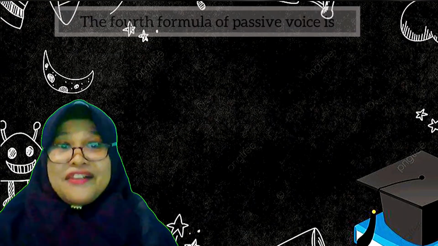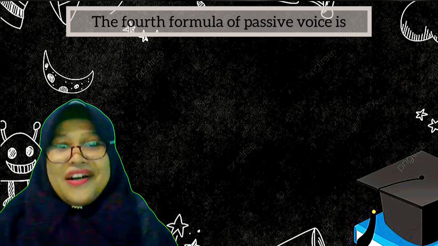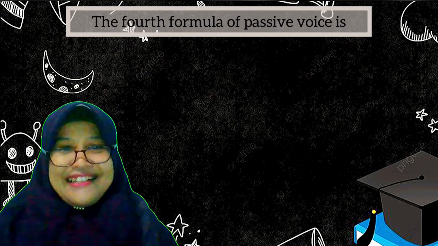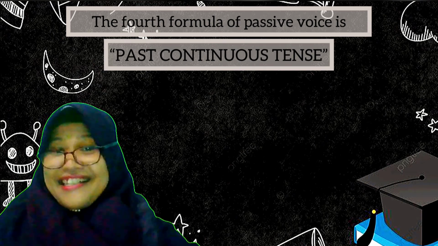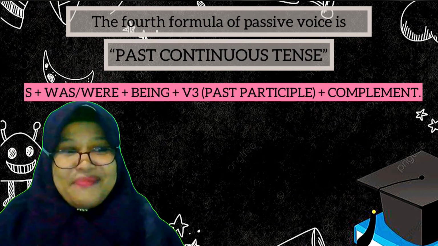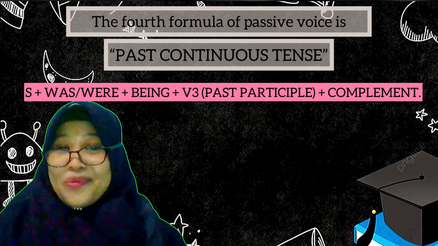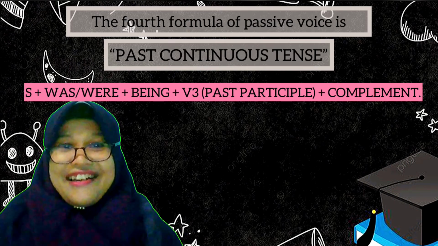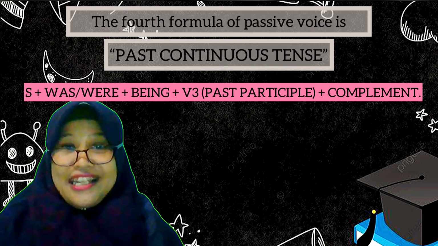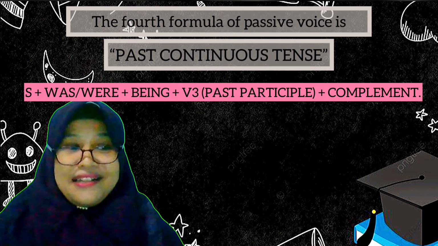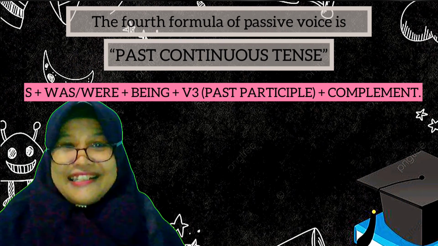Now, let's see the fourth function of passive voice. Ta-da! Past continuous tense. Let's see the formula. Subject plus was or were, and being, and verb 3 as usual or past participle, and then complement.